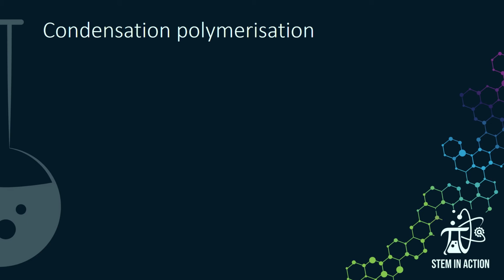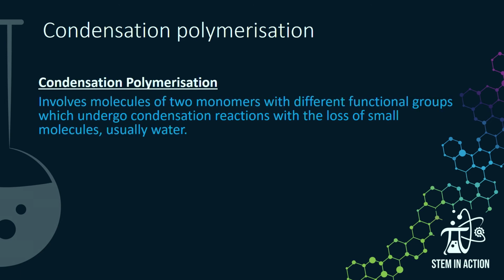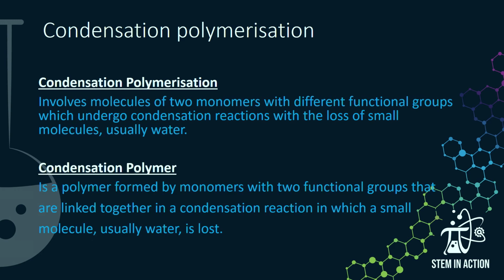Then there is condensation polymerization, which is a different type of polymerization from the addition polymerization. And this one involves molecules of two monomers with different functional groups which undergo condensation reactions with the loss of small molecules, usually water. And therefore, a condensation polymer is a polymer formed by monomers with two functional groups that are linked together in a condensation reaction in which a small molecule, usually water, is lost.